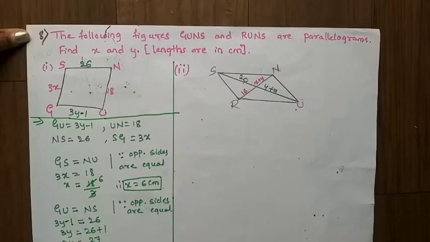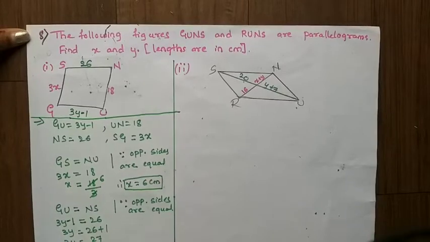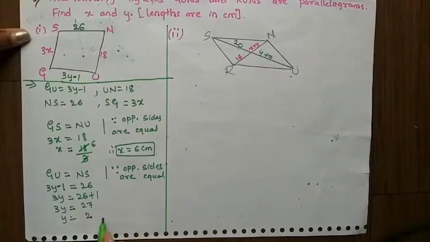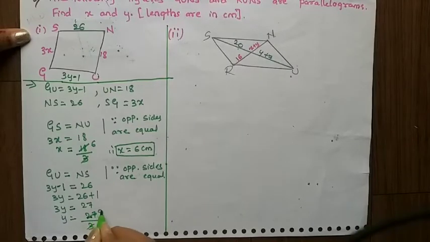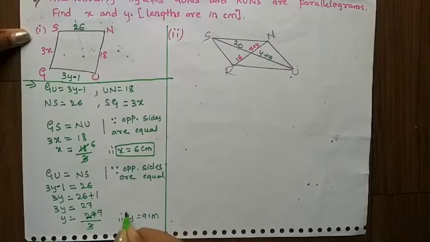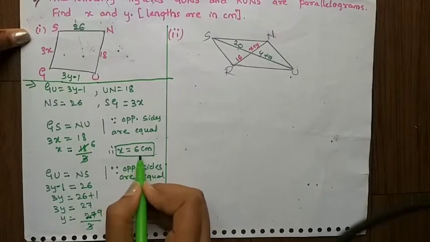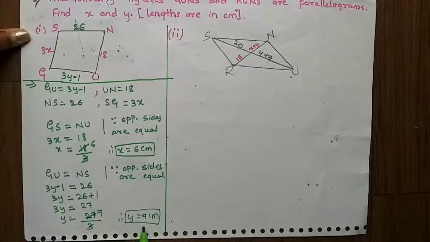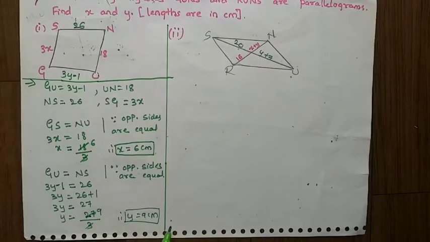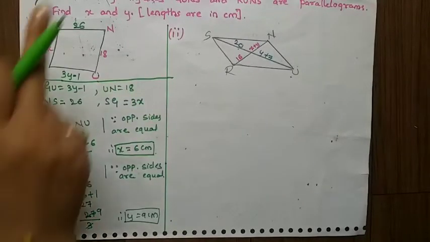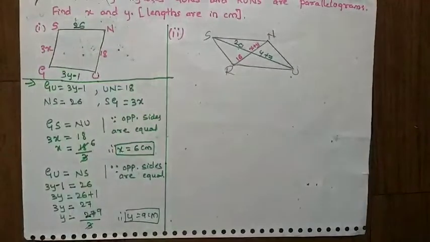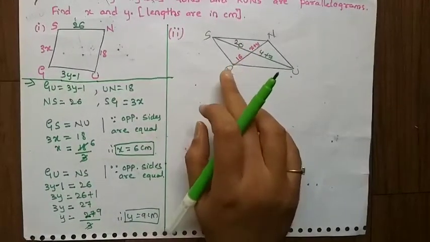Again, 3 into y is a multiplication, so y is equal to 27 divided by 3. 3 nines are 27. Therefore y is equal to 9 centimeter. We calculated x as 6 centimeter and y as 9 centimeter. Here we use only one property, that opposite sides are equal. This is the solution of the first question of the 8th main question. Let's see the second question.